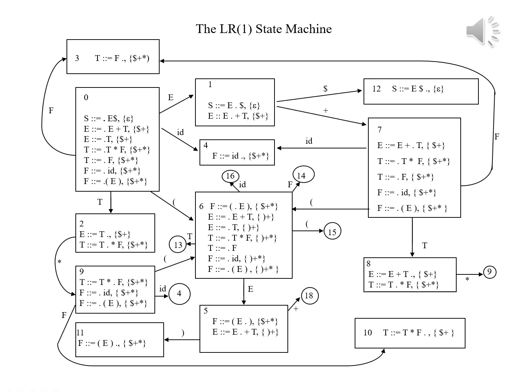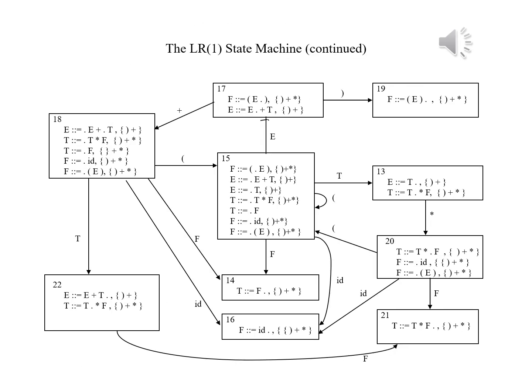Here we can see half of the LR1 state machine. As you might expect, it is far larger than the SLR1 state machine, because the differences in the look-ahead sets requires a larger number of states. Several of the states in this half of the state machine differ from some of the states in the other half of the state machine only in their look-ahead sets.